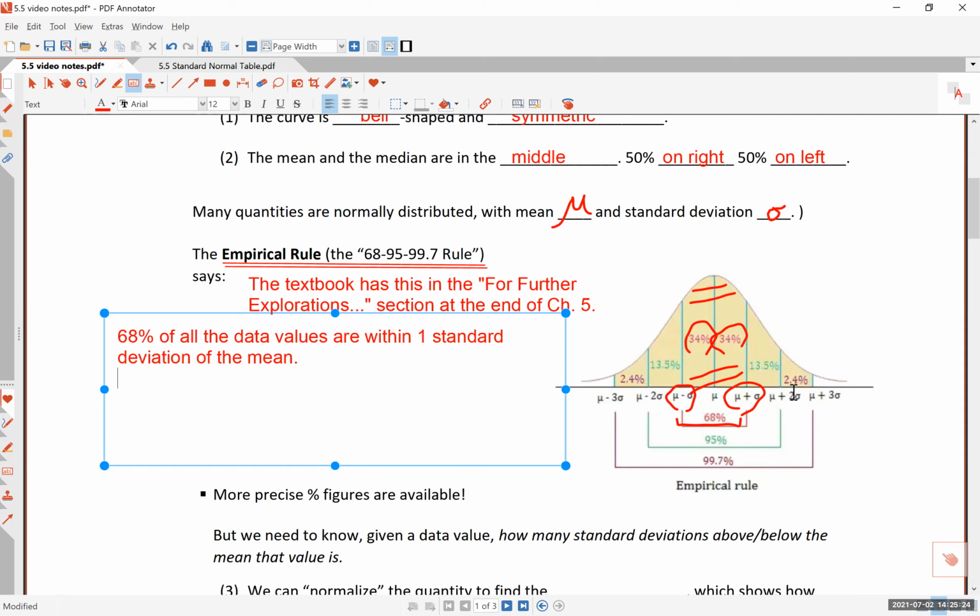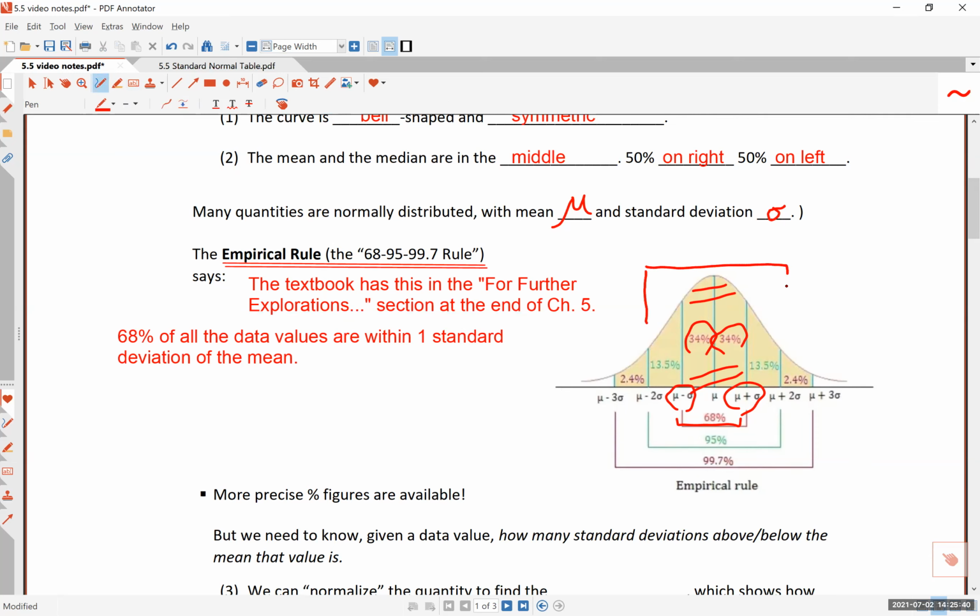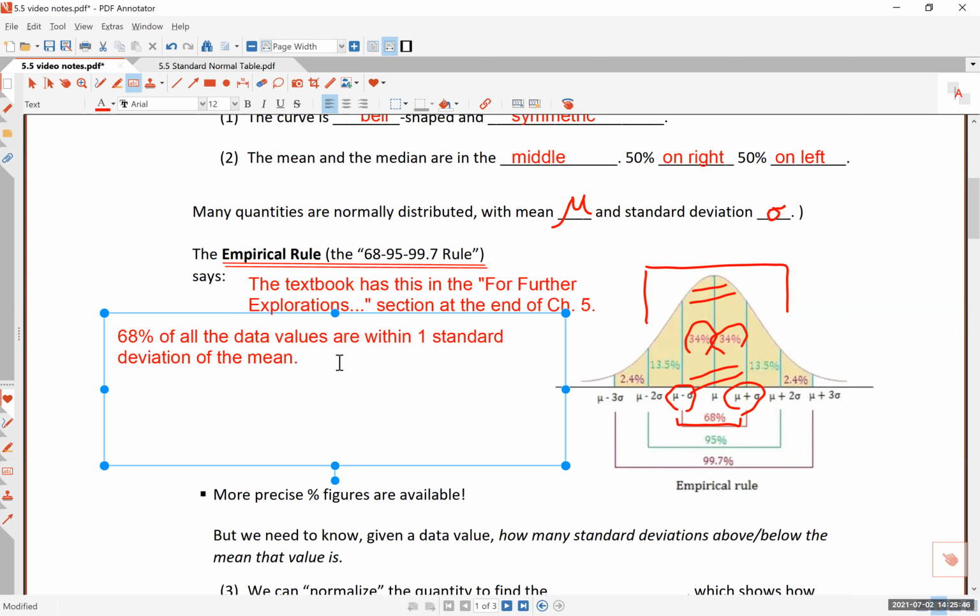Now, if you go 2 sigma, that's 2 standard deviations higher than the mean and 2 standard deviations lower than the mean, you're going to add an additional 13.5% here and 13.5% here. So if you are talking about this interval from here to here, that's a lot more than 68%. In fact, you can just add up these numbers: 95% of all the data values are within two standard deviations of the mean.